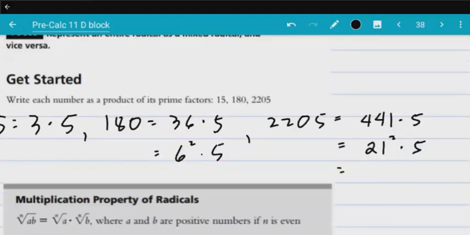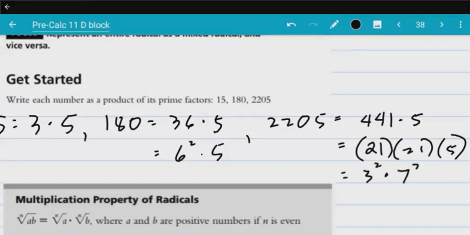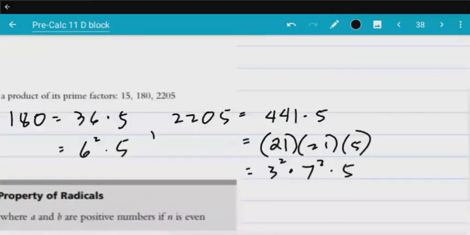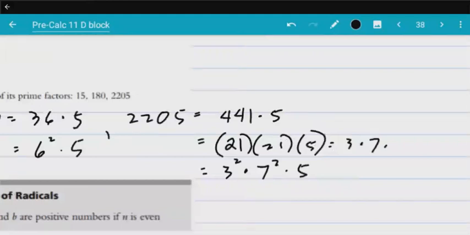Okay, hold on. Let's rewrite this so that you could see it. 21 times 21 times 5, but then 21 is 7 times 3. So that gives you 3 squared times 7 squared times 5, right? Now if you're thinking, wait a minute, where did that come from? Remember, each of these 21s would be 3 times 7, I just rearranged them. So this 3 squared is this and this, and this 7 squared would be this and this.